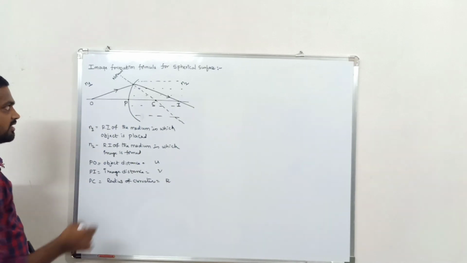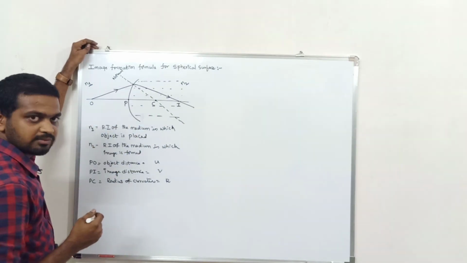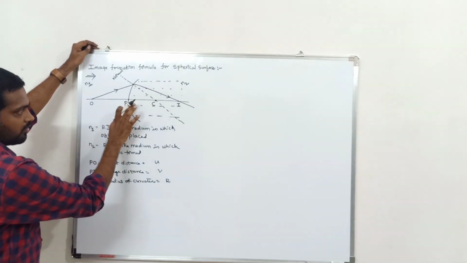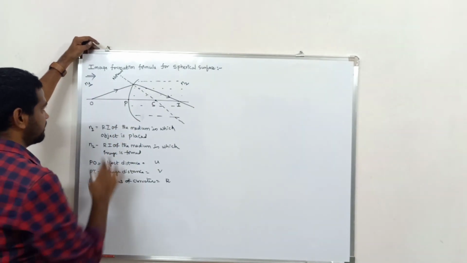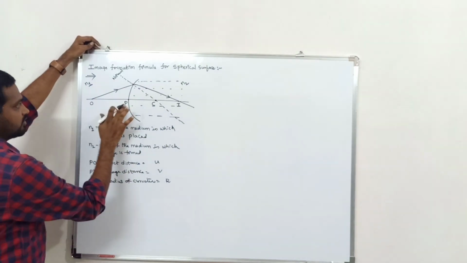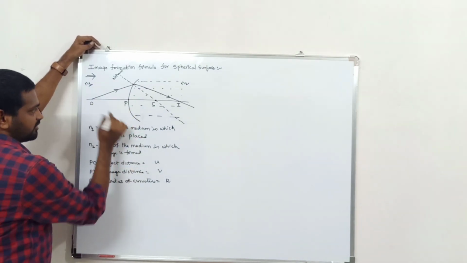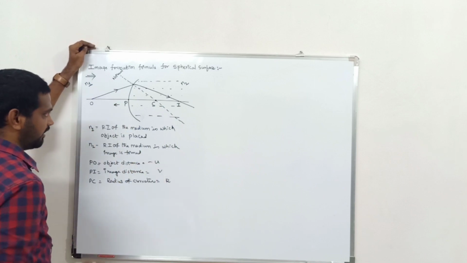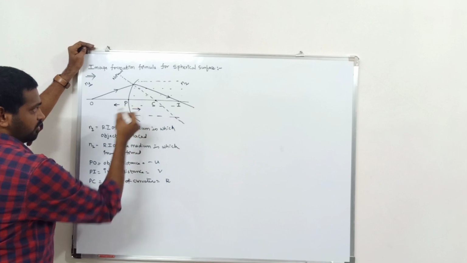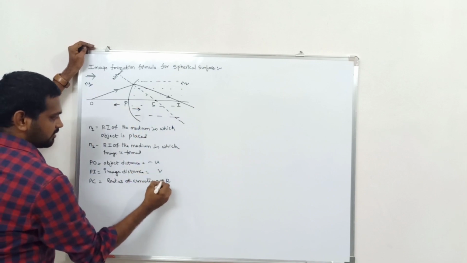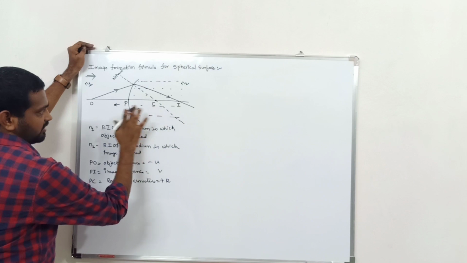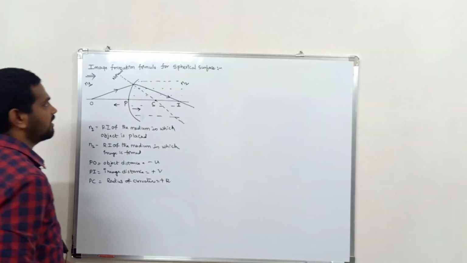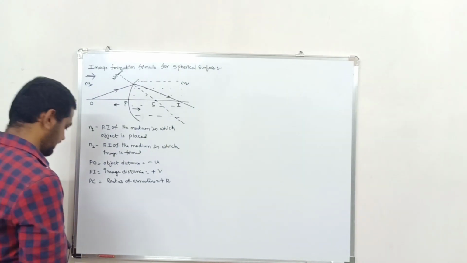Now apply the sign conventions, children. In the previous video itself I explained that you need to take the incident ray from the object towards the refracting surface or reflecting surface. So this is the direction of the incident ray. PO is the object distance. It is opposite to the incident ray. Why? Because you should move in this direction, so this will be negative. Coming to PC, you should move in the same direction as the incident ray. So the radius of curvature and the image distance both you will get as positive. Is it clear?